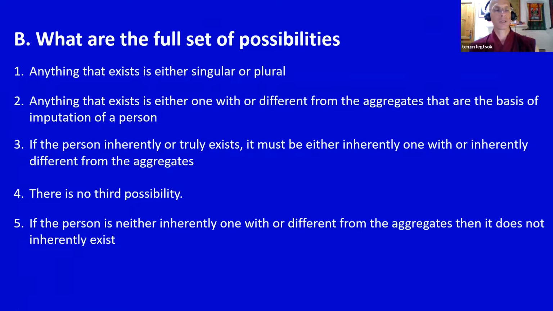Remember, the third point is establishing that the inherently existent person is not one with the aggregates. And the fourth is establishing that it's not different from the aggregates. The main one is the third, establishing that it's not one with the aggregates. That's where most of the reasonings arise. Okay, so take a few deep breaths and let's meditate again for about 30 minutes.